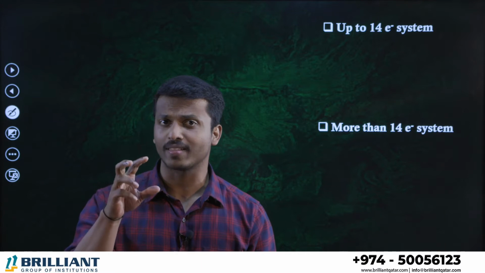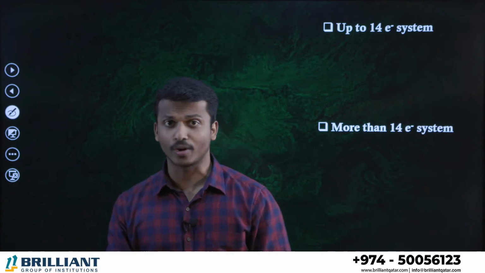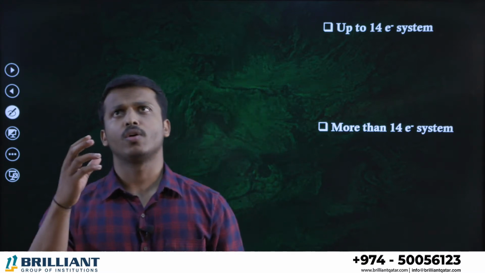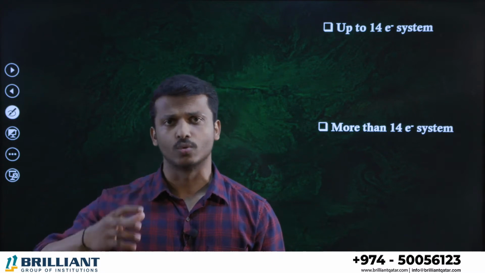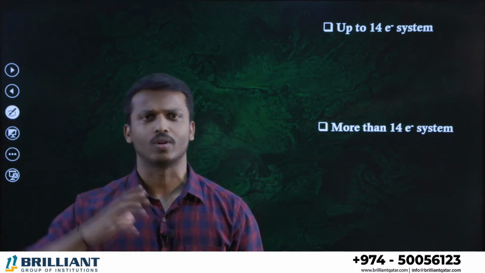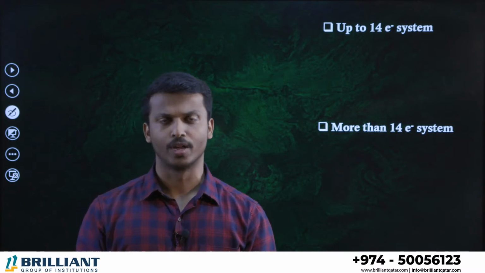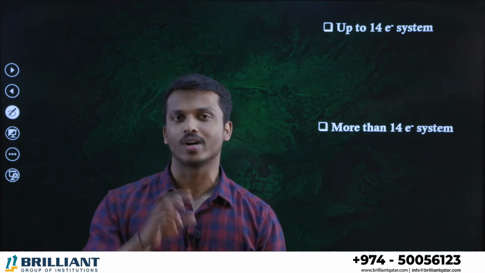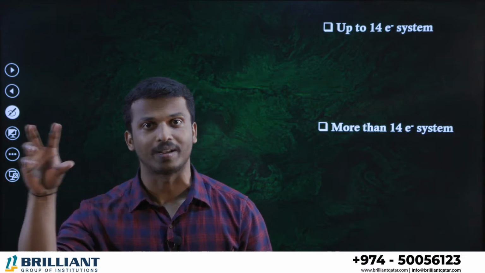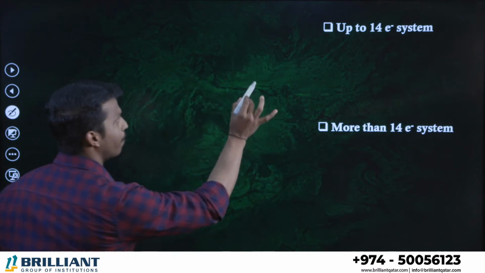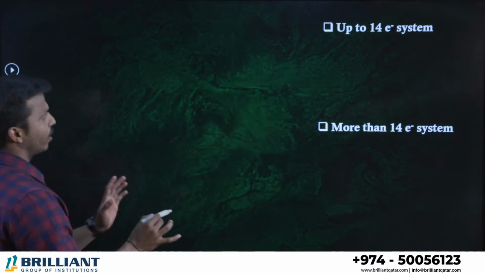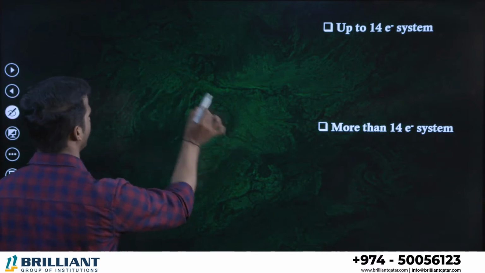You know how to write the electronic configuration, right? For example, you will write 1s2, 2s2, 2p6, 3s2, like that, right? That is the atomic electronic configuration. For a molecule, what is the arrangement of molecular orbitals? That one, writing up to the 14 electron system, what is the rule? Just study only this one, dear all of you.